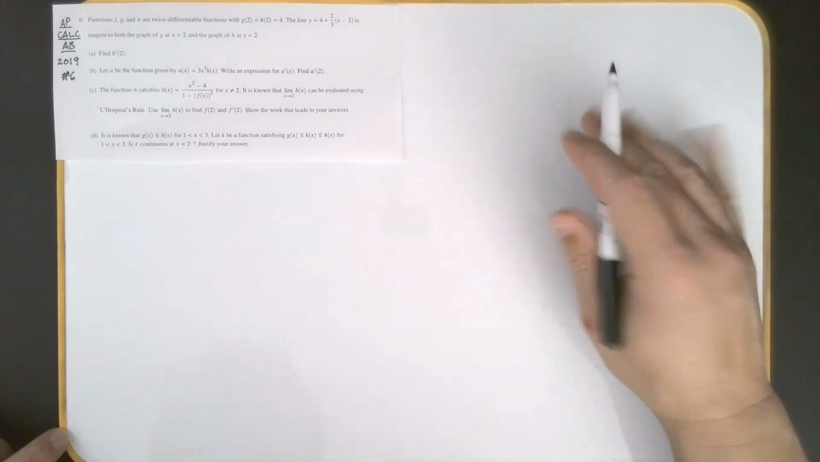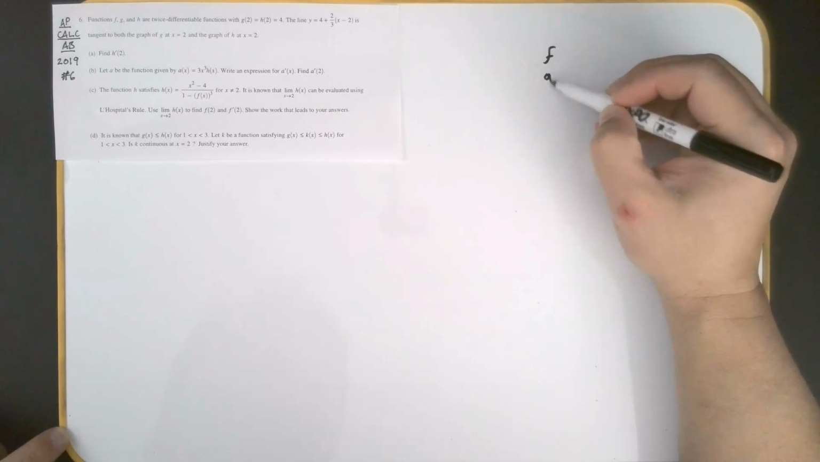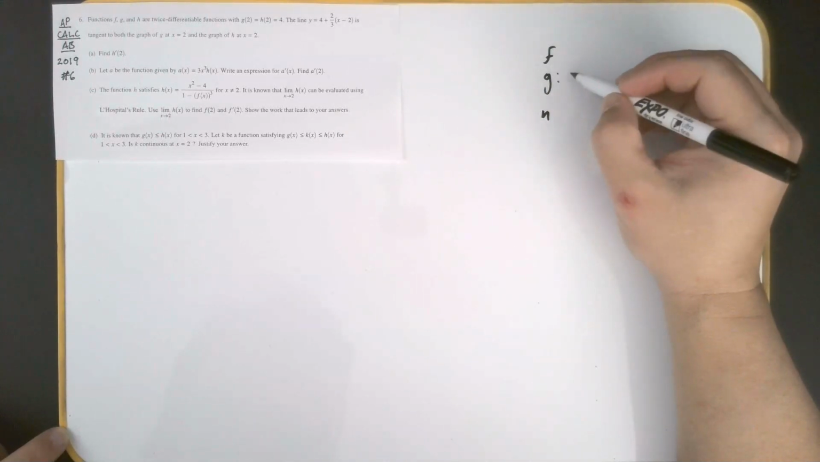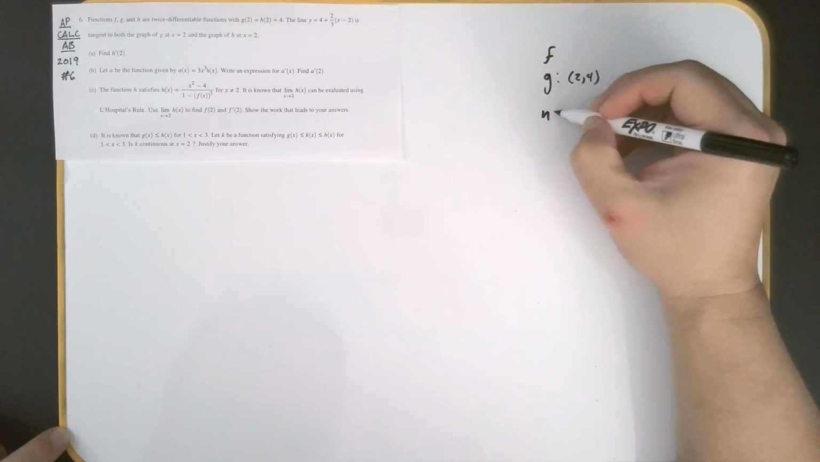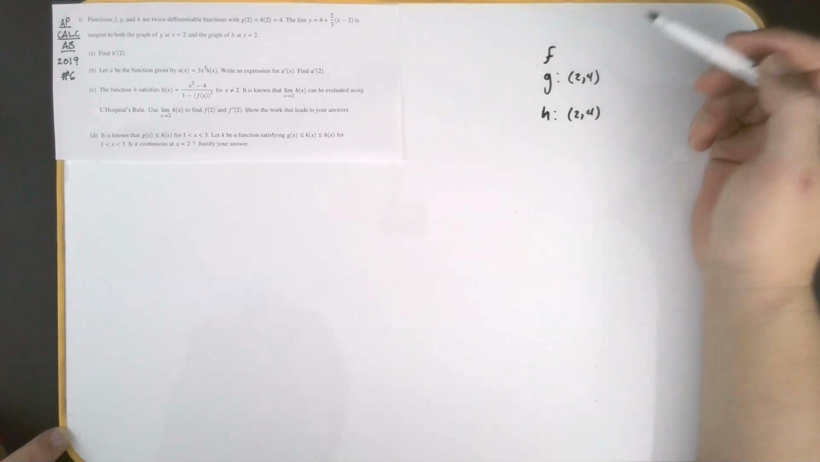Here's what we're given: functions f, g, and h are twice differentiable functions with g of 2 equaling h of 2, and those are both equal to 4. The line y equals 4 plus 2/3 times (x minus 2) is tangent to both the graph of g at x equals 2 and h at x equals 2. I'm going to jot down what they have over here, just for note purposes. They're giving us 3 functions to play with, f, g, and h. g has a coordinate at (2, 4), and h also has a coordinate at (2, 4). I'm writing it as a coordinate instead of the function notation that they did. And for f, we don't have any information yet.